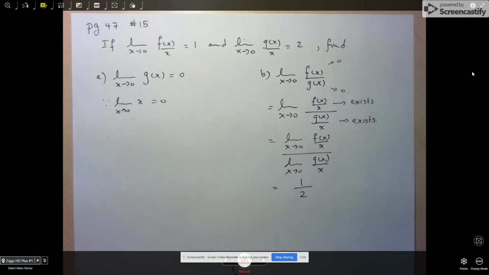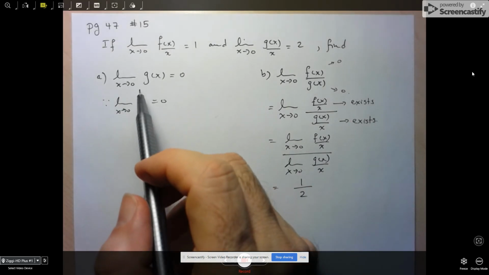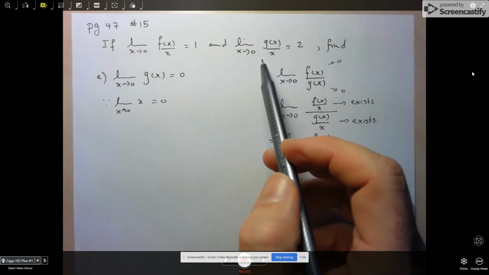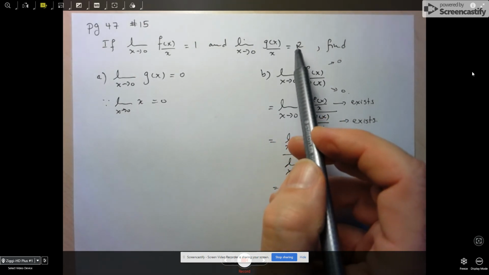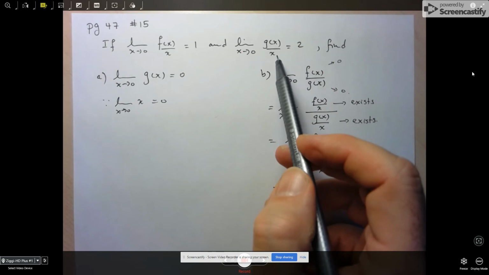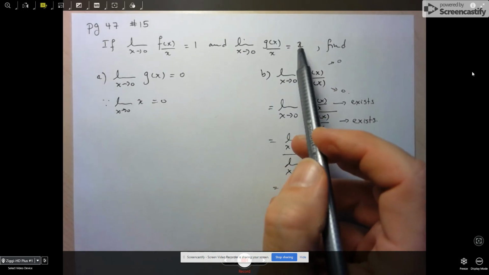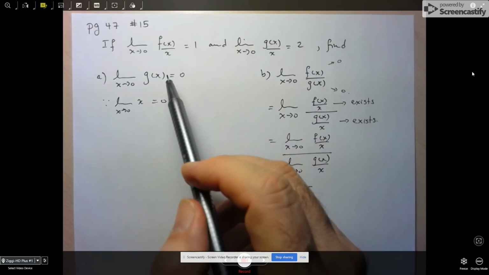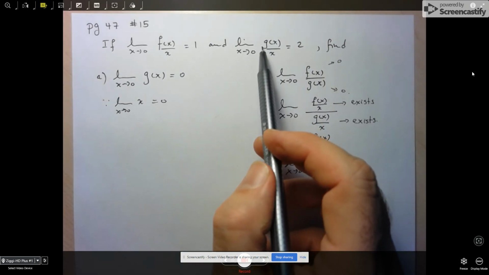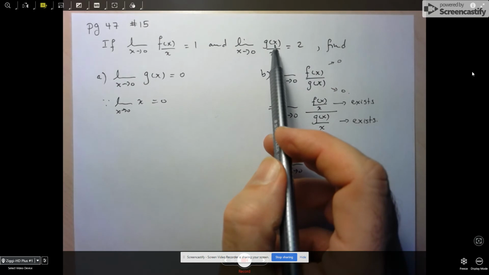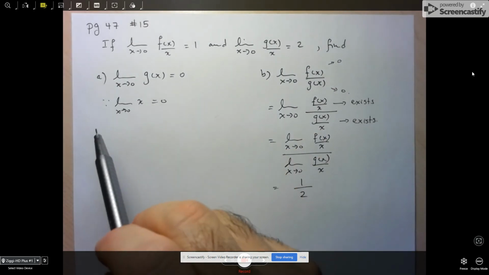Okay, so let's recap because there are some very important concepts here. The first one is the fact that the only way for the limit of a quotient to exist when the denominator approaches 0 is if the numerator also approaches 0. So since this limit we know exists because it's equal to 2, the only way for that to happen is if the limit of the numerator, g of x, is equal to 0.